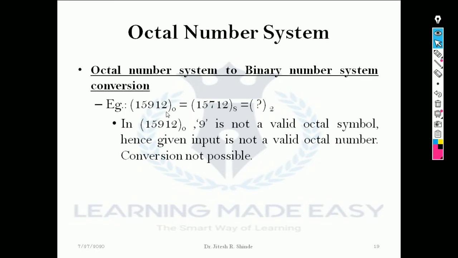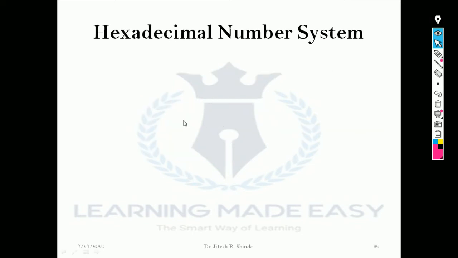In this example, we have to convert 15912 octal into its binary equivalent. On observing this octal number, we can see that 9 is not a valid octal digit. Hence the given input is not a valid octal number, so the conversion is not possible. We can't convert this octal number into the binary equivalent number.